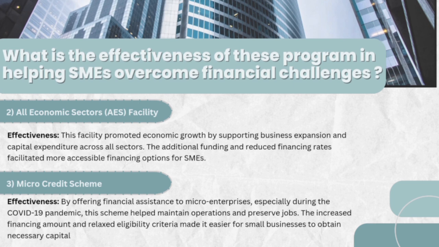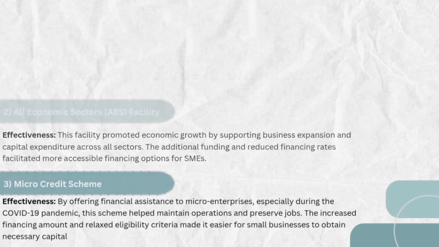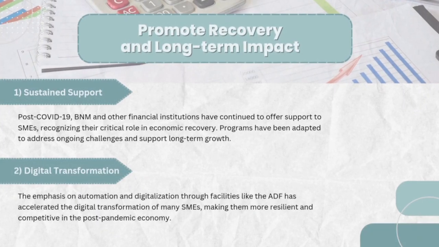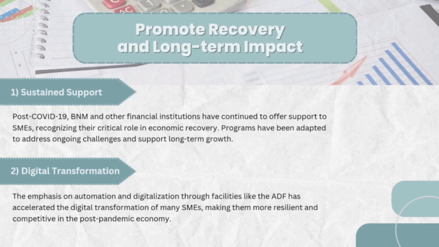Third, microcredit scheme. The effectiveness is by offering financial assistance to micro enterprise, especially during the COVID-19 pandemic. The scheme helped maintain operation and preserve jobs. The increased financing amount and relaxed eligibility criteria made it easier for small business to obtain necessary capital. To promote recovery, the long-term impact based on financial institution is, first, sustained support.